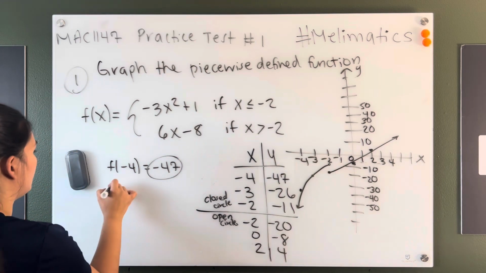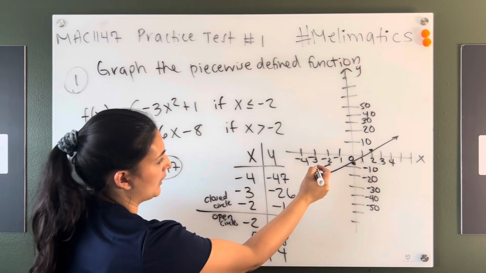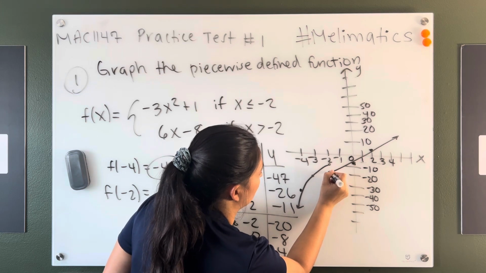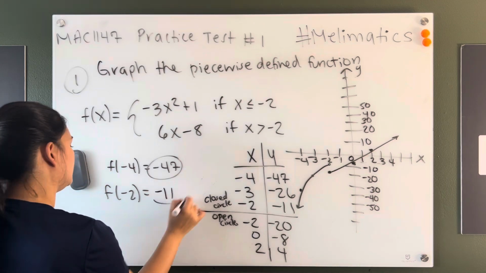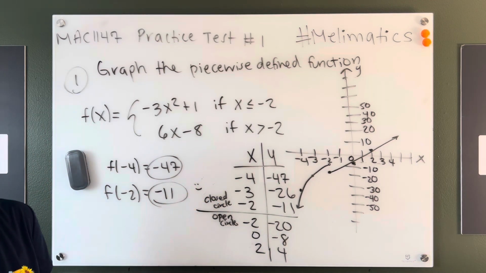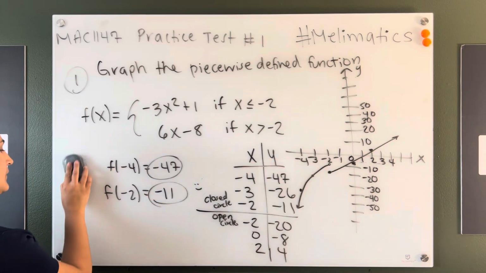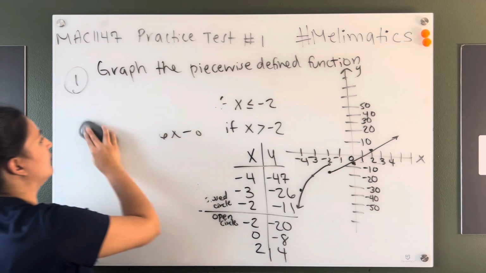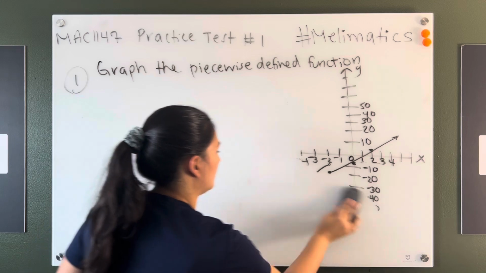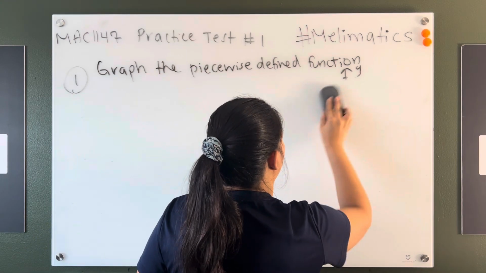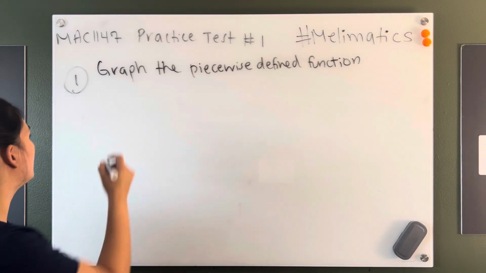And then what is f of -2? We also did that, but remember you want to go with the closed circle one because this is the actual closed point on the piecewise defined function. All right, so it's going to be the closed circle, -11. Okay. All right, so that's number 1. That's piecewise defined functions. All right, number 2.